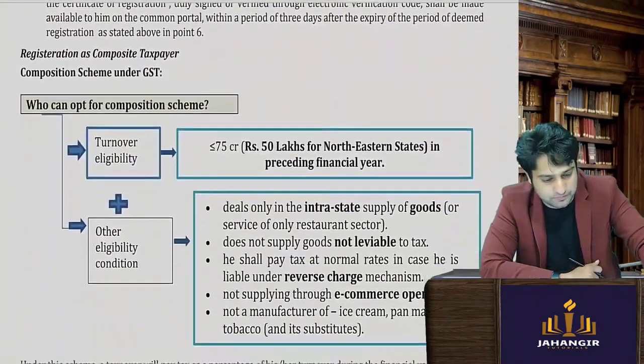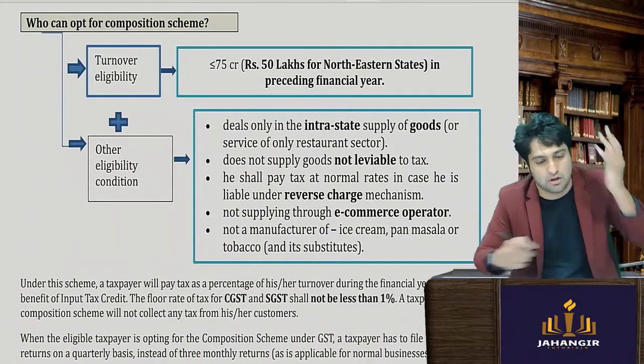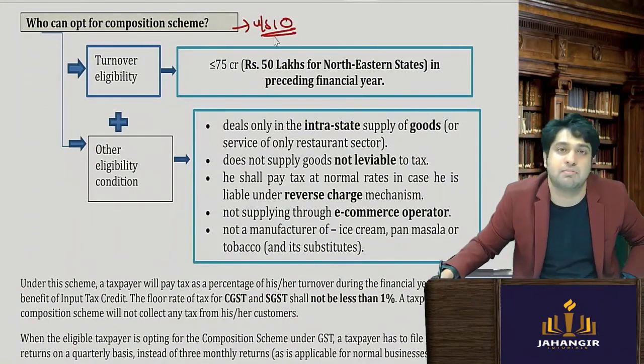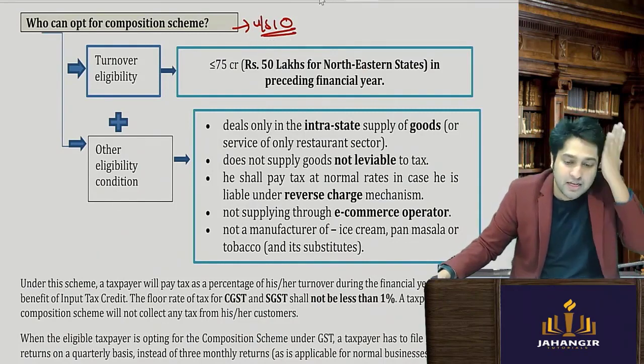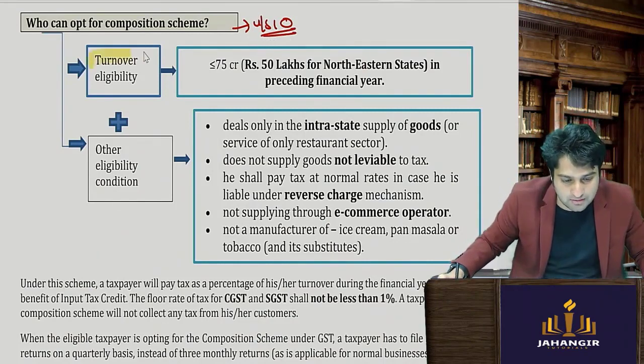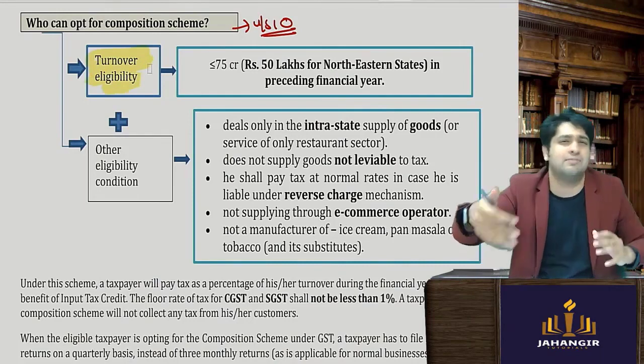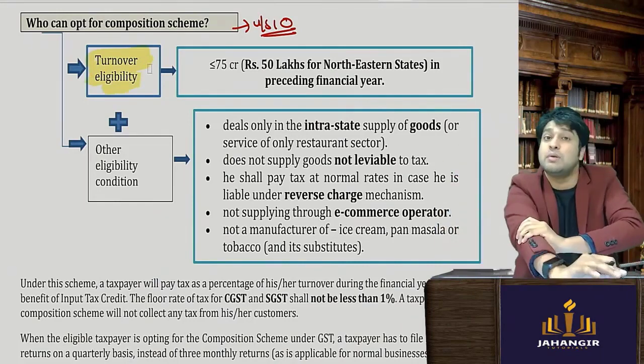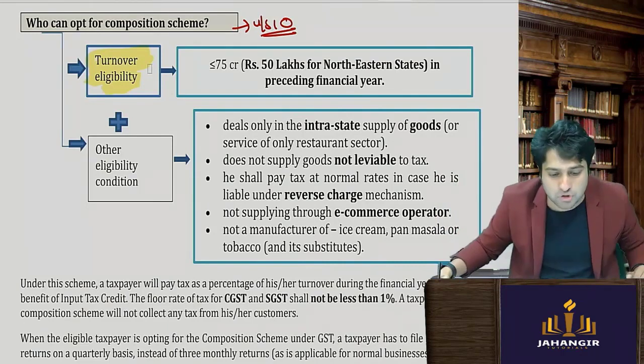Okay. Now they are talking about the composition scheme. Can you all tell me which section it is? Very good, section number 10 of the CGST Act. In that also they have given you the turnover limit. So we are just taking a recap because it is there. We should know. ICSI can really ask and you will be blank. That shouldn't happen.